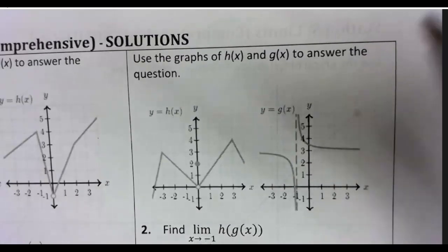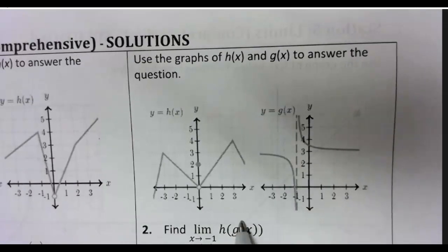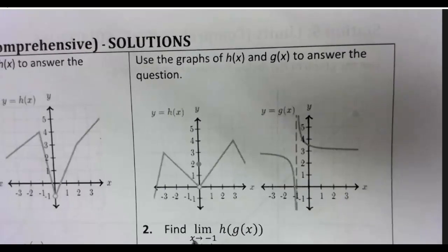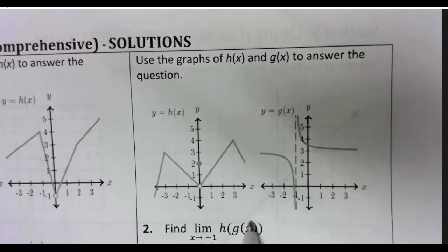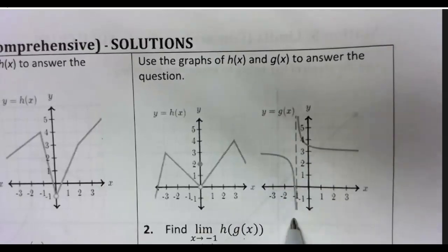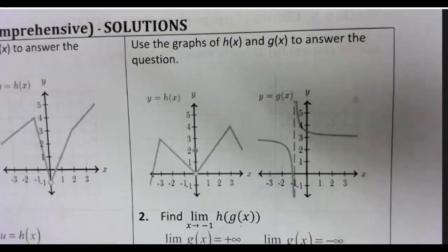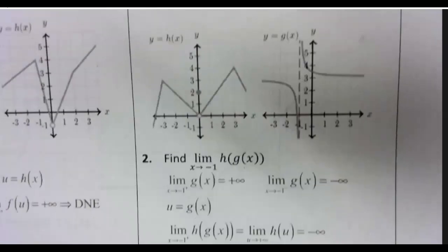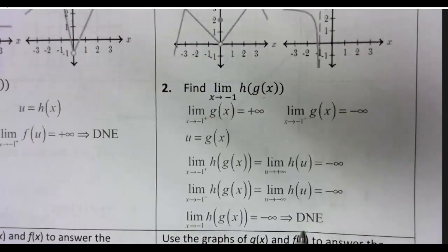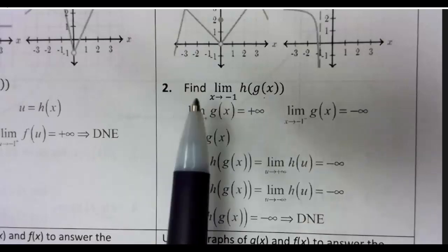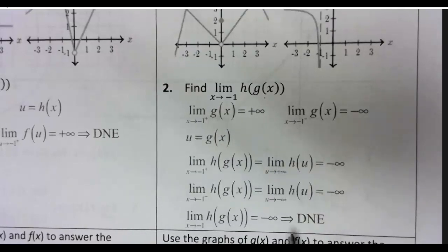All right, so in this problem, you start on the inside. So we start with the limit as x approaches -1 of g of x. So g of x is here, exactly. So the left-hand limit is -infinity, and the right-hand limit is infinity. Does not exist. So as soon as you get this, it's this.